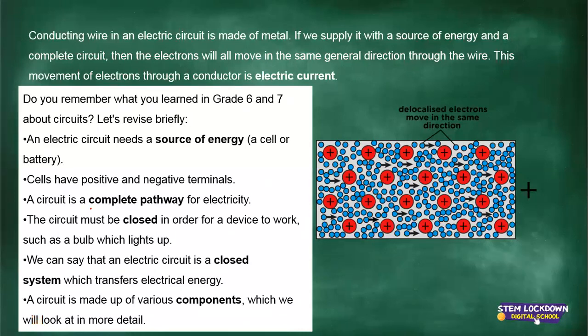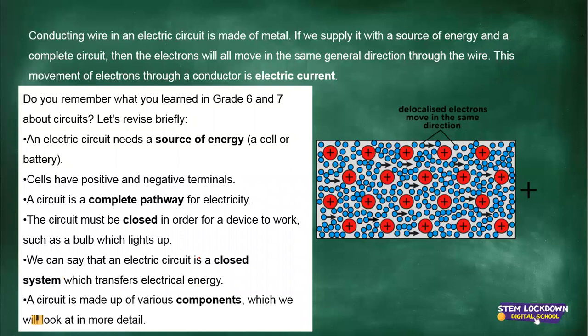So a circuit is a complete pathway for electricity. A circuit allows your current to pass to your bulb, and it gives you electricity. Now the circuit must be closed in order for a device to work. So I'm going to show you pictures on that, how you get an open circuit and a closed circuit, and what makes a bulb start. And we can say that the electric circuit is a closed system which transfers electrical energy.